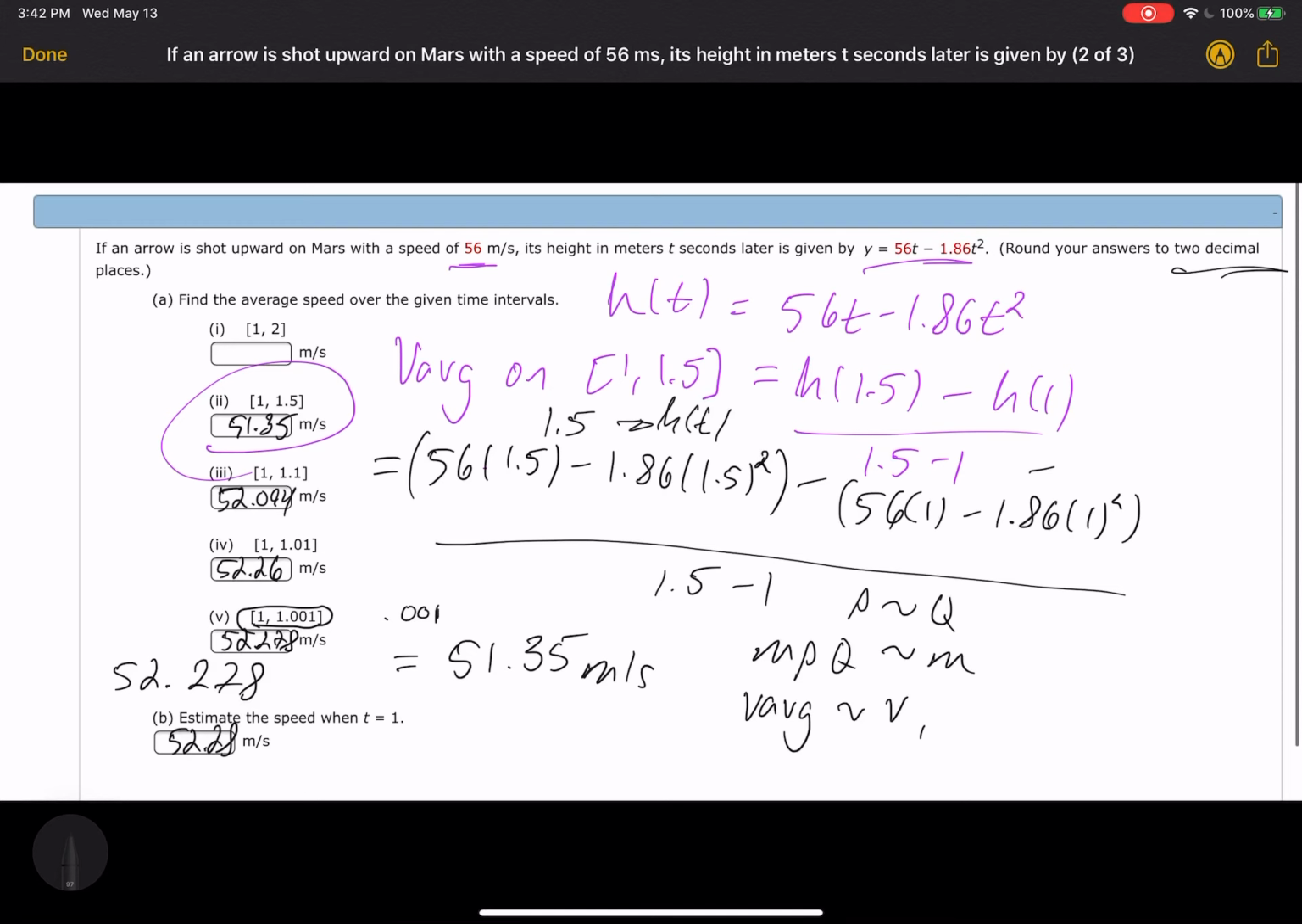meters per second. So again, let me clarify what's going on. Let me just go through the problem. The problem gives us an arrow shot upward with a speed of 56 meters per second, and it gives us a height as a function of time. So we know the average velocity on a certain time interval is the change in the height divided by the change in time. And we can use that to guess what the velocity, the speed of the arrow, would be at time equals 1.